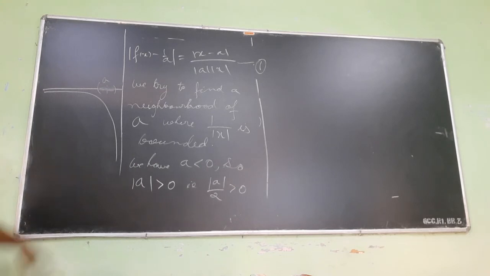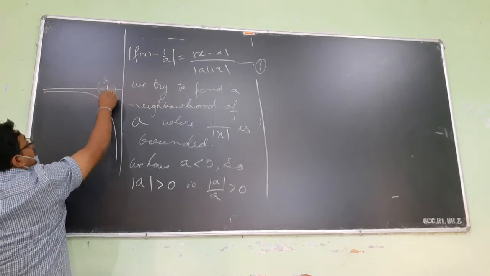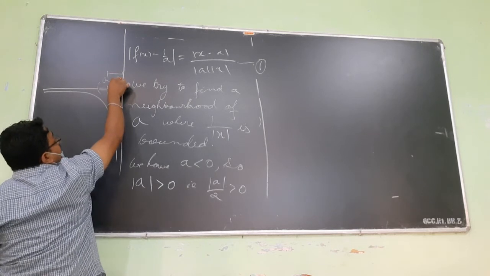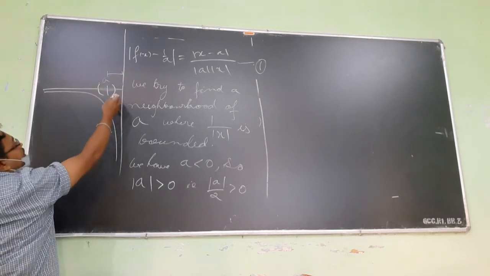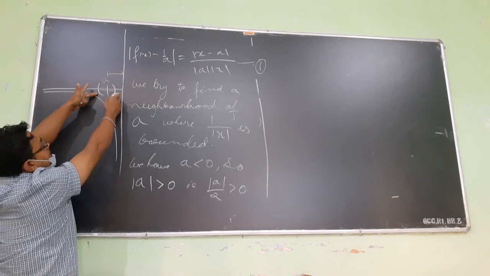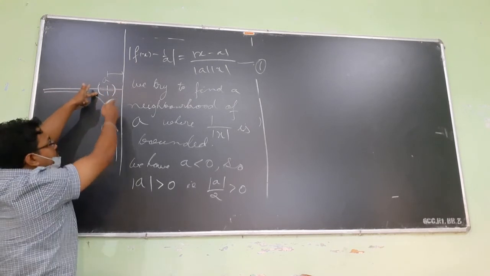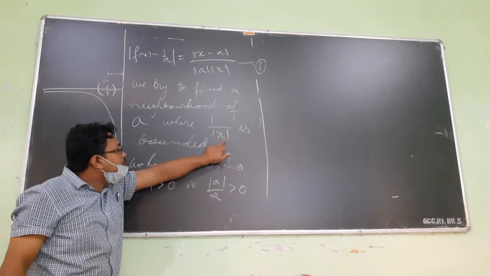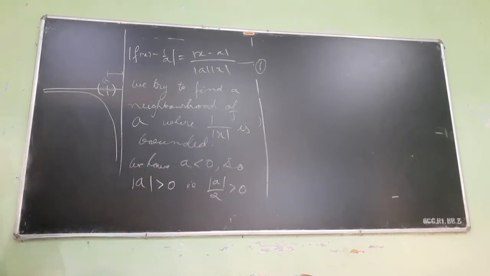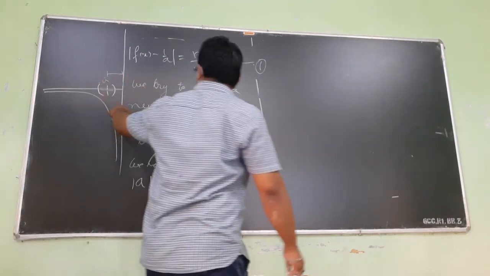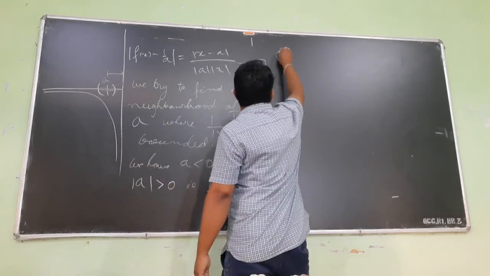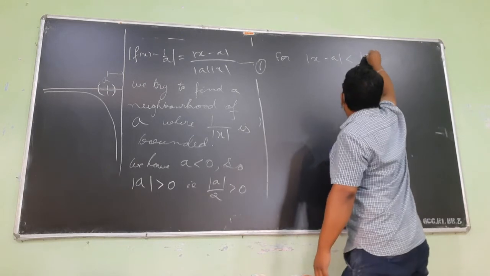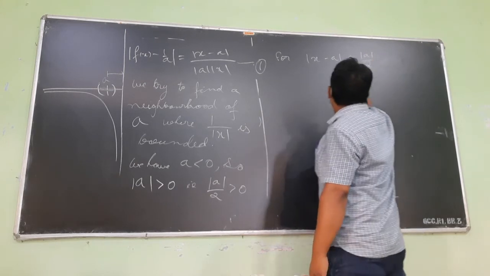So we are working on this. a is here, 0 is here, and this distance is mod a. I am constructing a neighborhood of radius mod a by 2. In this neighborhood, I will try to bound the function 1 by mod x. So for mod of x minus a less than mod a by 2.